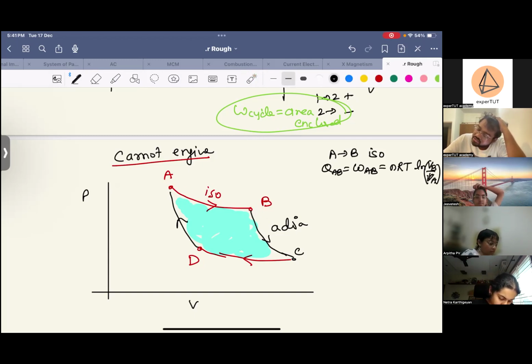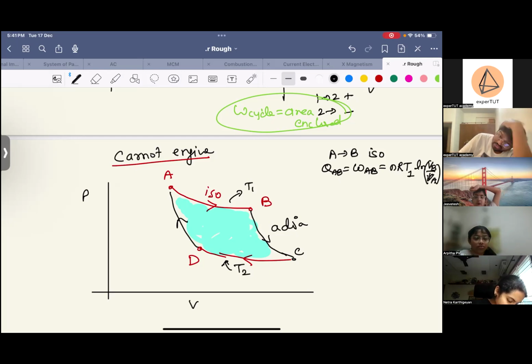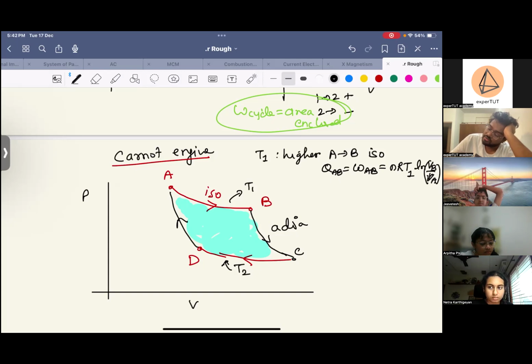By the way, this isothermal temperature I am going to call T1, and this isothermal temperature I am going to call T2. Tell me, do you remember, higher isotherms lie where? Which is higher, T1 or T2? Yes, T1 is higher, very good.